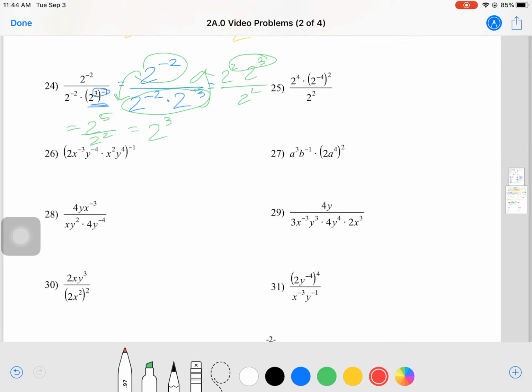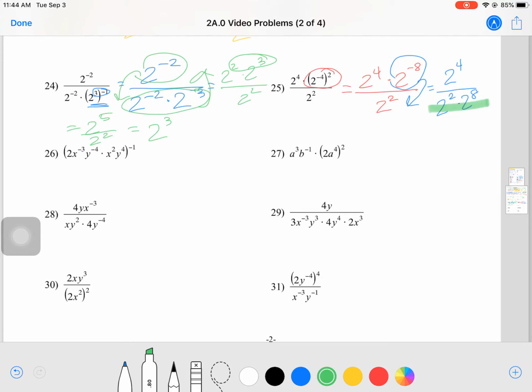Looking at this 25, again, I would deal with my power property first. So this is 2 to the 4th times 2 to the negative 8th, all over 2 squared. Personally, I would deal with this negative exponent. So this term only goes to the bottom, nothing else will change. So it's 2 to the 4th over 2 squared times 2 to the 8th. Then I would deal with my multiplication on the bottom. So that's going to be 2 to the 4th, because that didn't change. 2 squared times 2 to the 8th is really 2 to the 10th.